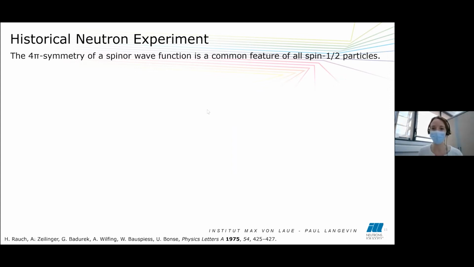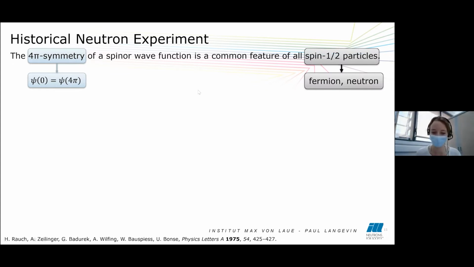And just to tell you what we're going to prove here, the 4-pi symmetry of a spinor wave function is a common feature of all spin 1/2 particles. And if you know a lot about quantum mechanics, this may be very fundamental to you. However, if you have, just like me, only a very elementary understanding of quantum mechanics, you may understand what 4-pi symmetry of a wave means, or what a spin 1/2 particle is, but you may not know the term spinor.